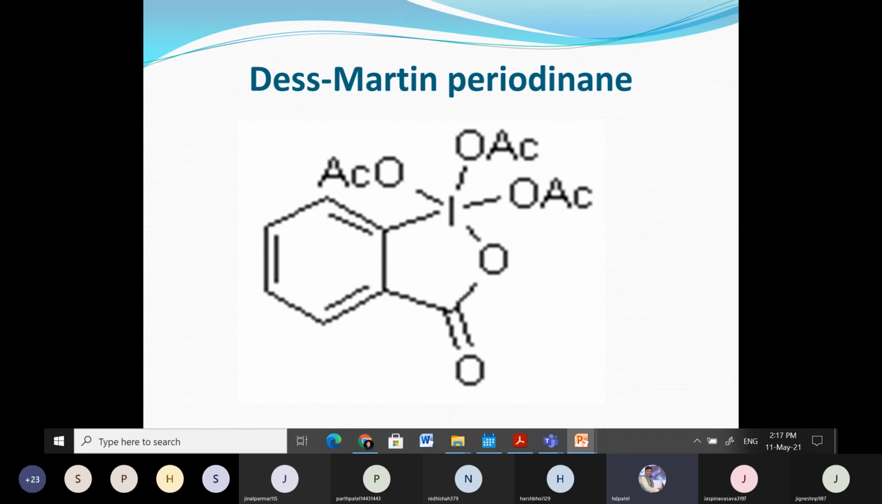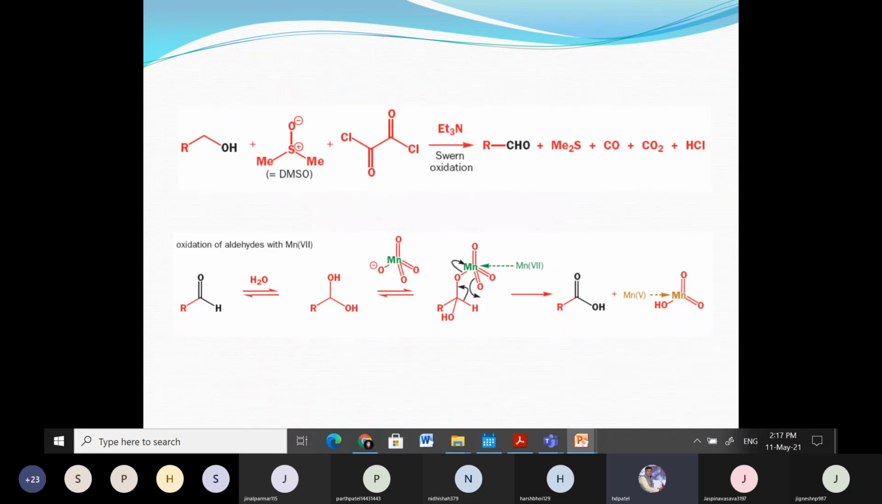Instead of DMP, other reagents are also there. The name of the reagent is Swern reagent or Swern oxidation. Now in the Swern oxidation, what do we require? We require DMSO and oxalyl chloride as reactants. If we use these reactants, then we can carry out the oxidation reaction.